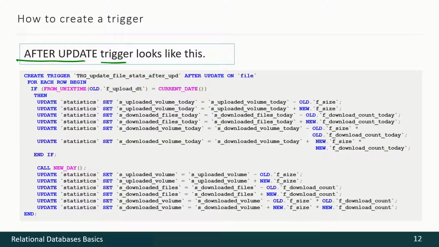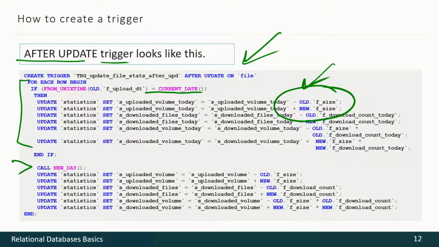The after update trigger is a little bit more complex. Here we have to check if this updated file was uploaded today, and if it was, we have to correct some of today's statistics. Then we have to check for the new day and clear statistics, and update our global overall statistics that is not dependent on the current date.